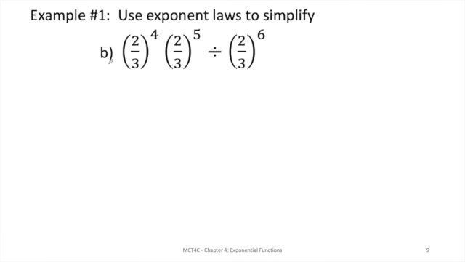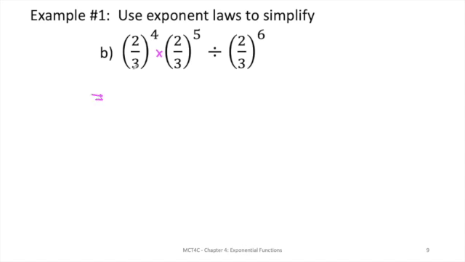So here we're going to use our exponent laws to simplify. Don't let it confuse you. Your base is a fraction, which is totally fine. So you have 2 over 3 as your fraction. And then it looks like we're going to multiply. It's kind of understood, 2 brackets beside each other, that's multiplication. And then you're going to divide by 2 over 3 to the exponent 6.